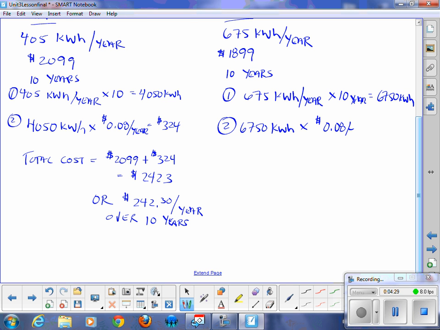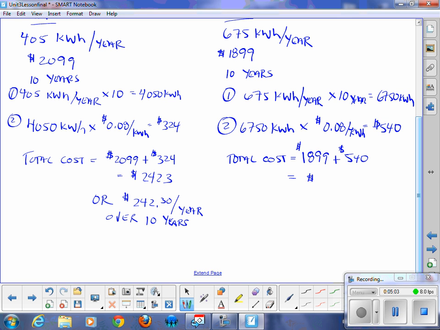I'm just going to go back over here. It shouldn't be per year, it should be per kilowatt hour. I just made a typo. It doesn't really change our calculations at all. So 6,750 times 0.08 means this one is going to cost $540 over the 10 years. So your total cost: this one costs $1,899 to purchase up front, plus $540 to operate over the next 10 years.